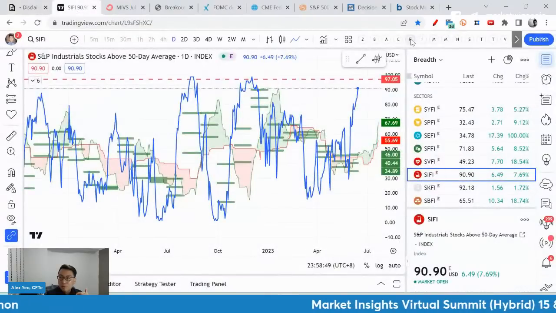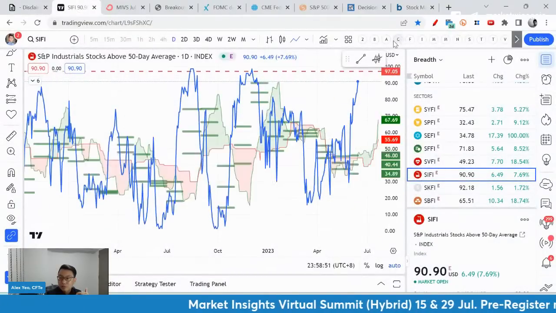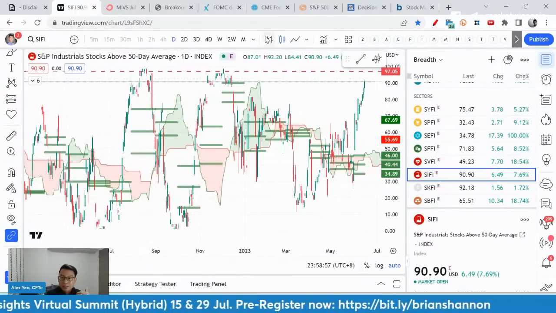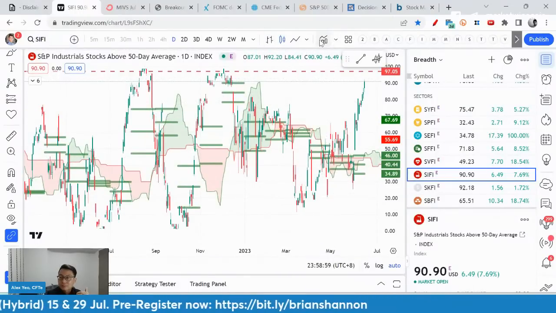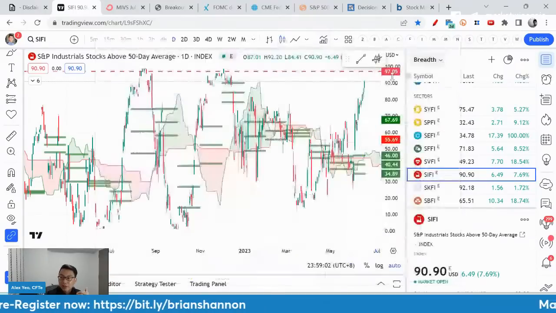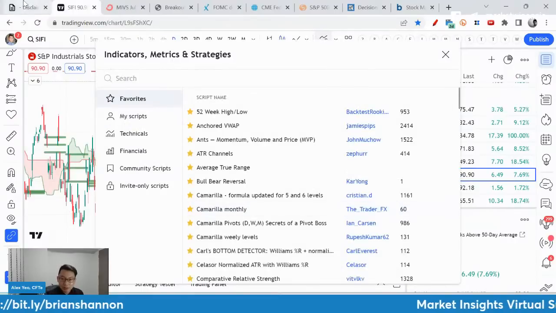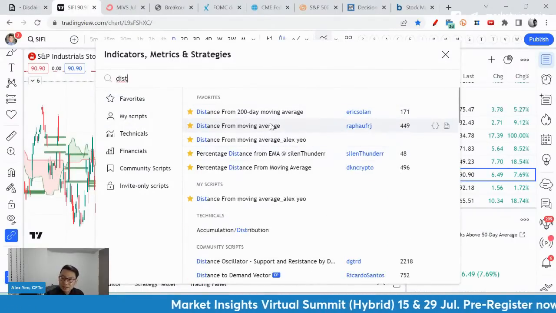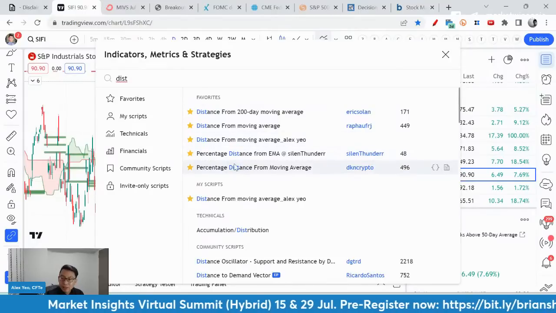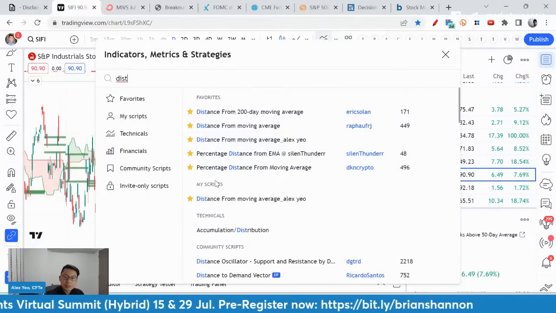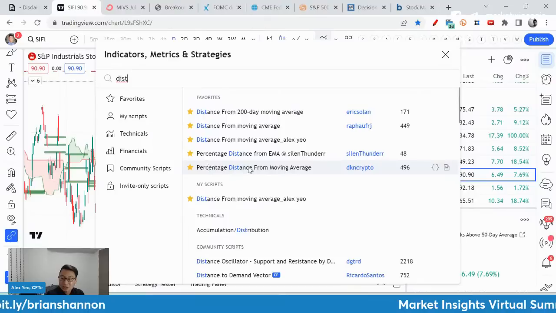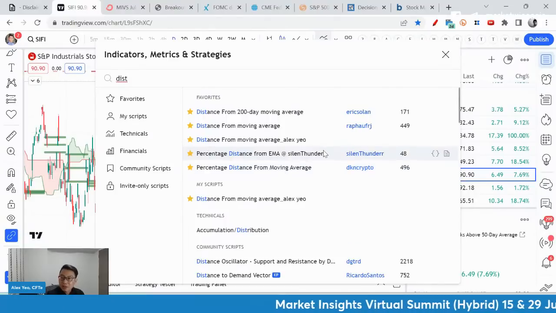From your TradingView, when you search for your indicator, you can either press the icon or just press the slash button. You can search for distance from moving average, and you can see quite a few. One way you can use is the percentage distance from moving average, and you can get this.